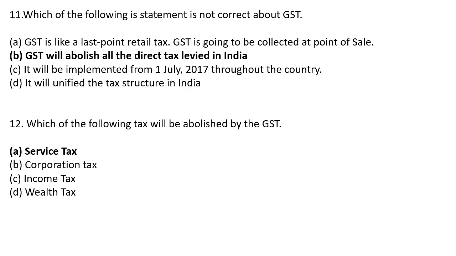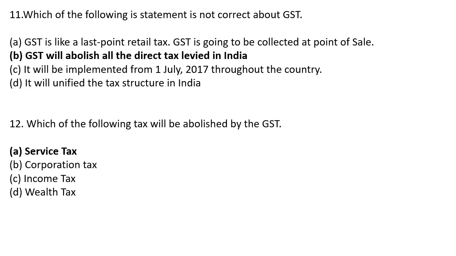Which of the following statements is not correct about GST? Option A, GST is like a last point retail tax. GST is going to be collected at the point of sale. Option B, GST will abolish all the direct tax levied in India. Option C, it will be implemented from 1st July 2017 throughout the country. Option D, it will unify the tax structure in India. So you can see options A, C and D are all correct. Option B is not correct as not all direct taxes have been abolished in India. So option B is the incorrect statement about GST. GST will abolish all the direct tax levied in India is a wrong answer.